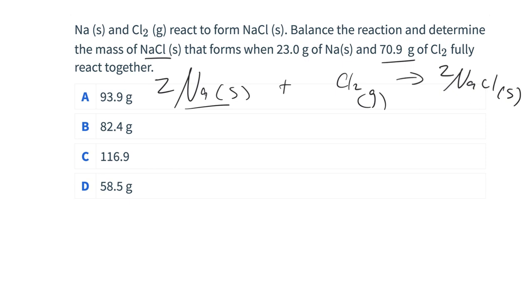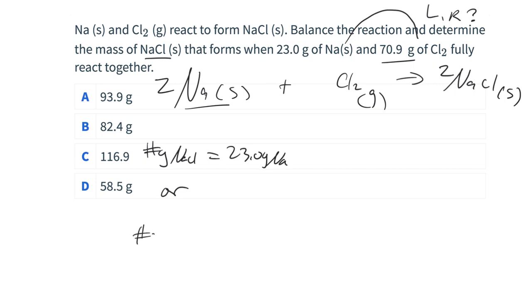Now, what we want to do is figure out which of these two reactants is the limiting reactant. This is a limiting reactant problem where we don't know which one is limiting. Since we need to figure out how many grams of sodium chloride can form, let's react all the sodium, or take all of the given chlorine. Let's consume all the sodium, or consume all the chlorine, and see how much product we can get. The lesser amount is going to be the stopping point for the reaction.